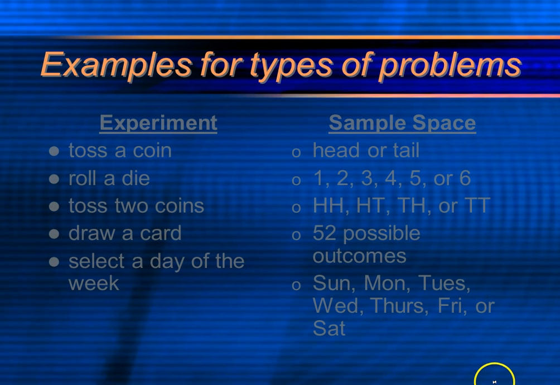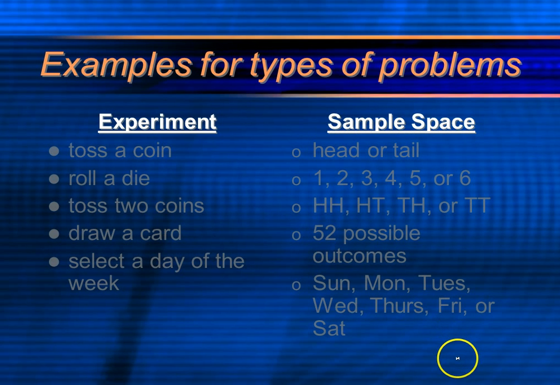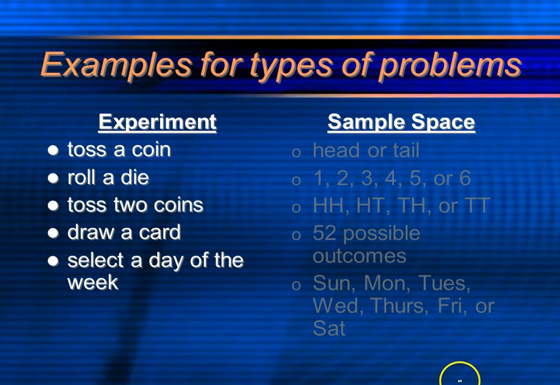Now, first thing, with probability, there are a lot of different kinds of experiments that we can talk about. Those experiments could include tossing a coin, rolling a dice, tossing two coins, drawing cards, selecting days of the week. There are multiple types of experiments. And within each type of experiment, you'll have a sample space. The sample space is your possibilities.